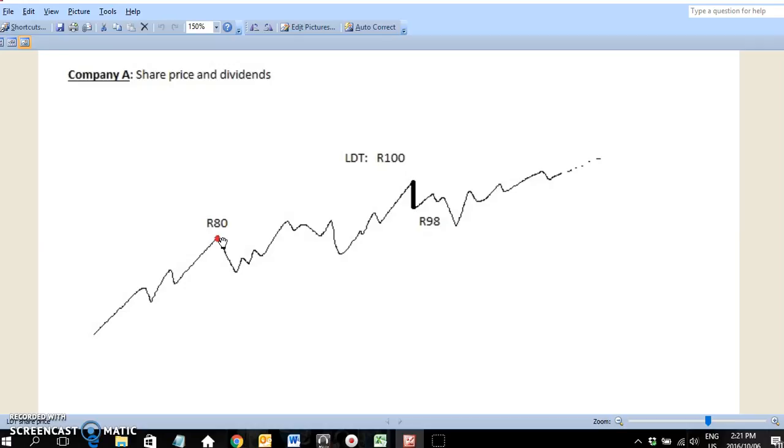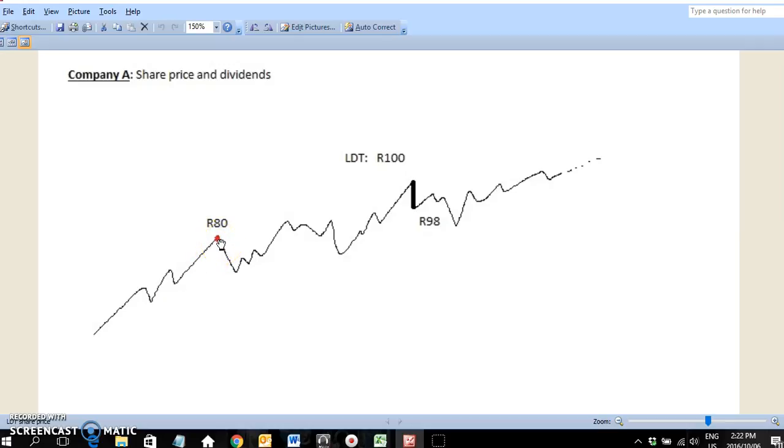So the more people that want to buy the share, the more the share price increases, and the other way around. Now, it's also important to realize that this 80 Rand is not the real value of the company. You can see here there was a long increase in the share price. Now the company might be overvalued.